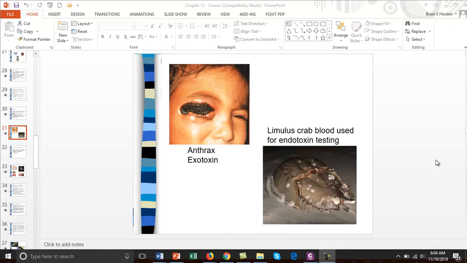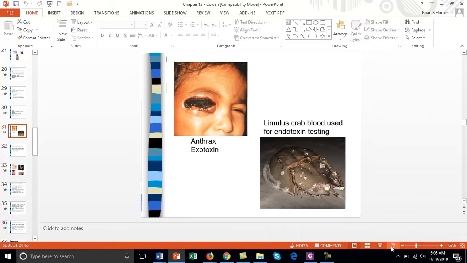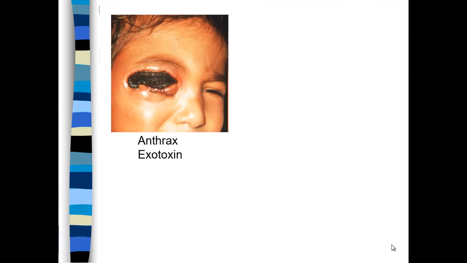As you may remember, we left off talking about the difference between endotoxins and exotoxins. Exotoxins are actively secreted by bacterial cells, or by viruses, or other types of microorganisms. Just to give you a visual example, here's a picture of anthrax exotoxin. You can see that the eye basically has been lost here, which is really a shame.